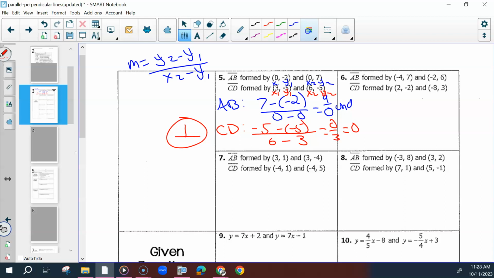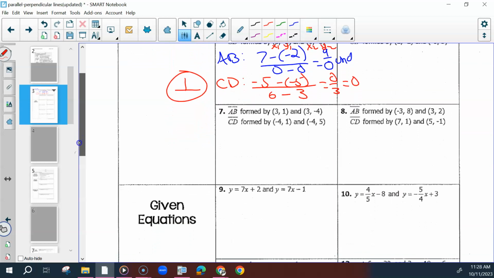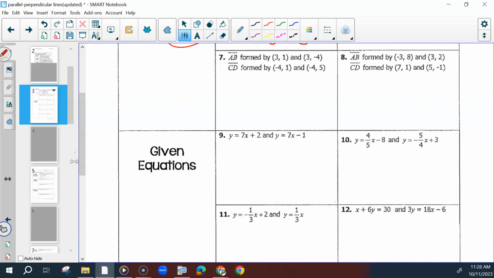Okay. Opposite would be true if you got 2 undefined or 2 zeros. Those would both be parallel. But you would have to remember to simplify it at the end. Alright, so we found parallel, perpendicular, or neither by points.